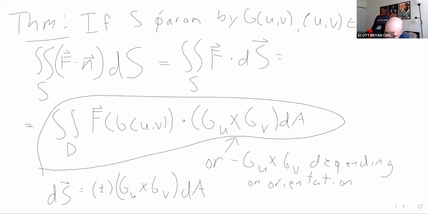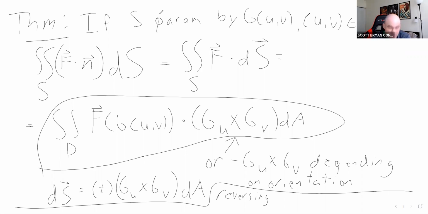And let me also mention, if you reverse the orientation of your surface, if instead of having your unit vector pointing in this direction, you have it pointing in the opposite direction, so reversing orientation of your surface changes the sign of the integral. Right? Reversing the orientation means going from G_U cross G_V to negative G_U cross G_V. And obviously you can just pull that negative out and that's going to change the sign of the integral. But that is only true for integrals of vector fields. For integrals of scalar functions, orientation is not important.